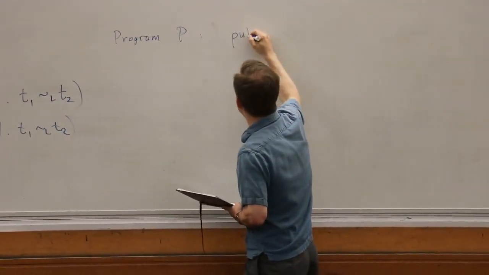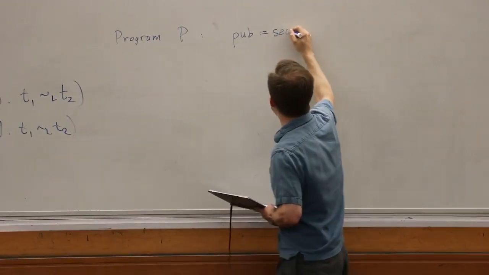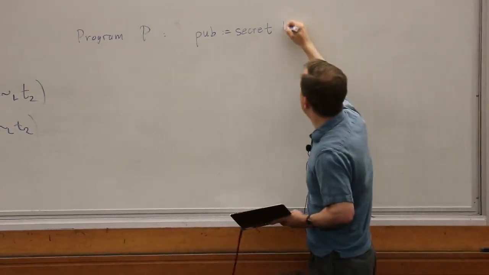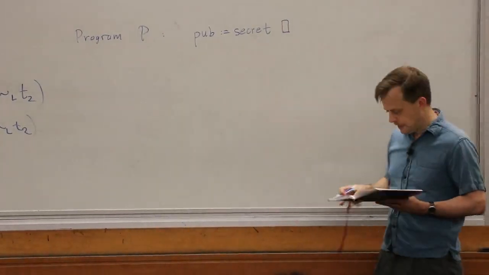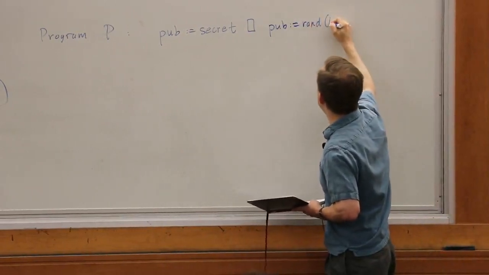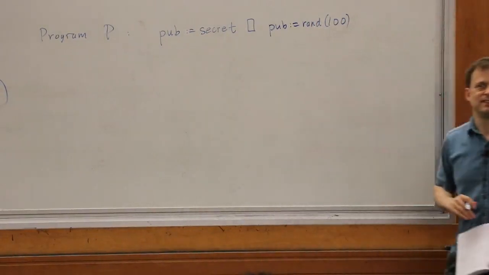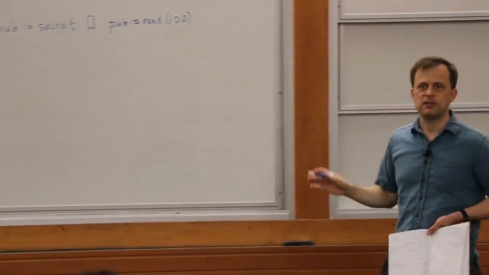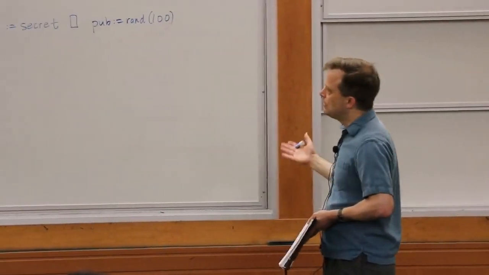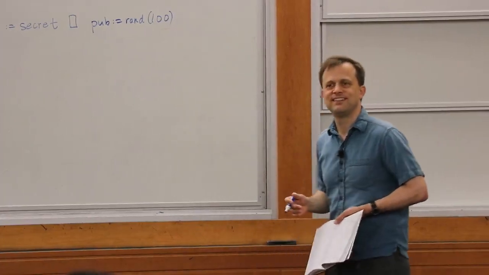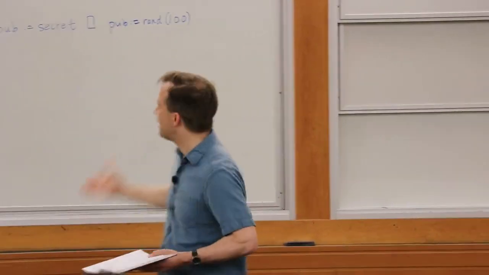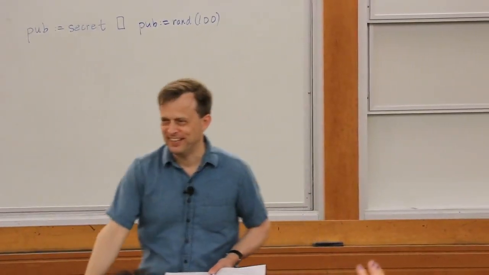So what it's going to do is assign a secret variable into a public variable. Or, non-deterministically, it might choose to assign into the public variable a random value from 1 to 100. Okay? And let's just suppose that the secret is a number from 1 to 100. Right? So, is this program secure? What do we think? So, that assignment from secret into public looks awfully fishy, right?